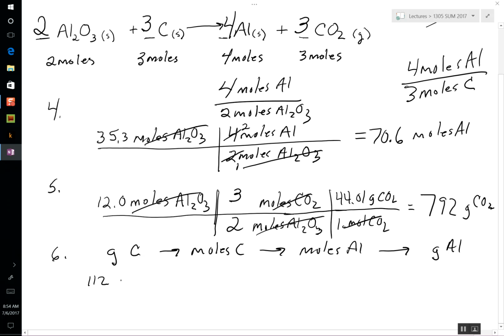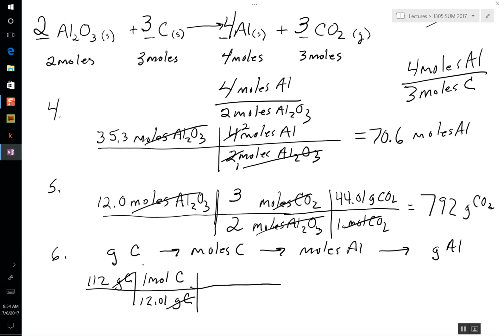So I have 112 grams of carbon, and the molar mass of carbon is an easy one. I got 1 mole of carbon is 12.01 grams of carbon. Now notice when I write these problems out, I don't just say 1 mole per 12.01 grams. Because I've got moles and moles here, I need to know moles of what? Moles of carbon, moles of aluminum. And so now I'm right here.